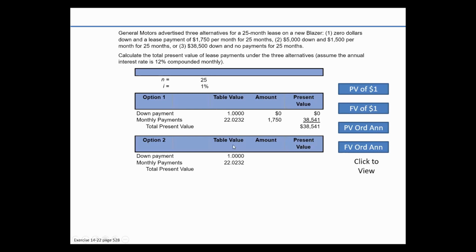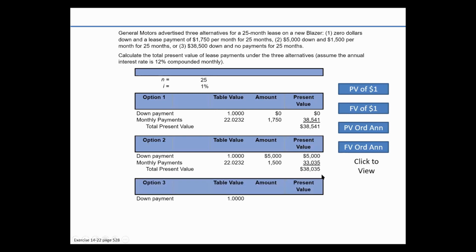And the second option is to pay a $5,000 down payment and then $1,500 a month for 25 months. The present value of the down payment would be $5,000. And then the monthly payments, the table value would be the same, but the amount of the payment is $1,500. So if you multiply 22.0232 by 1,500, you get the present value, which is $33,035. So the total present value, when you add those up, is $38,035.